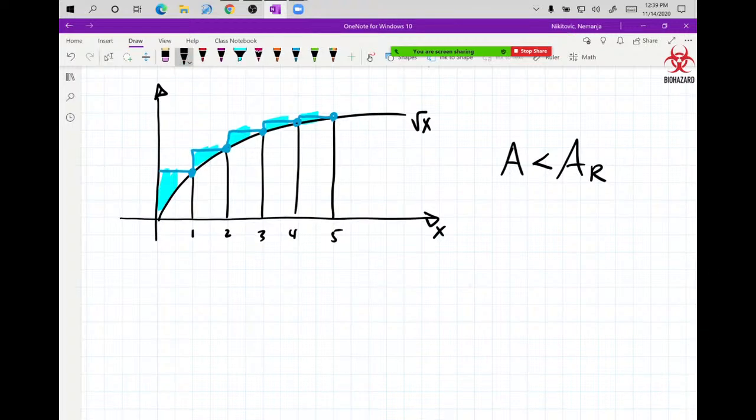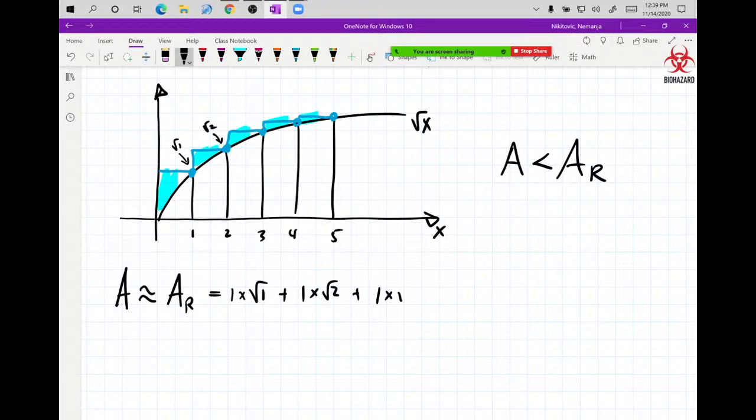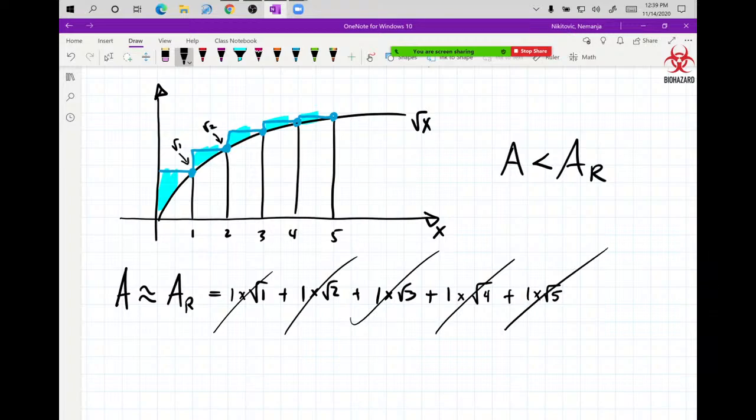So now I'm using the right points, which means that my area will be approximated by area from the right. And that is given by 1 times, so I'm calculating now at these points. So that's my square root of 1, square root of 2, and so on. So 1 times square root of 1 plus 1 times square root of 2 plus 1 times square root of 3 plus 1 times square root of 4 plus 1 times square root of 5. Again, 1, 2, 3, 4, 5.